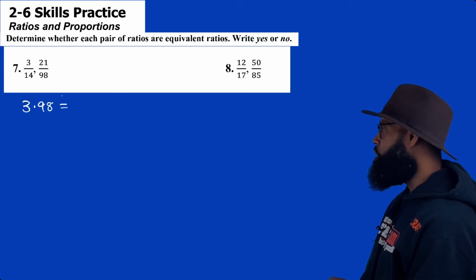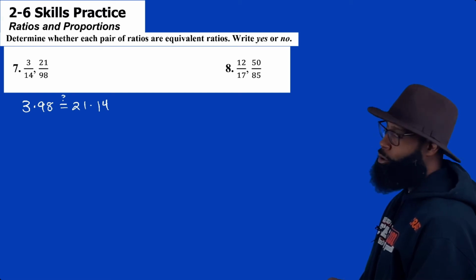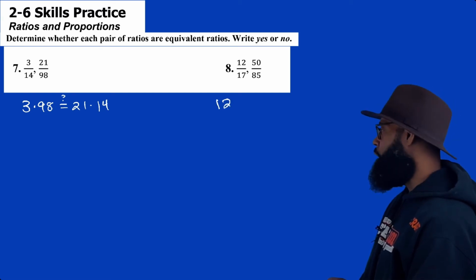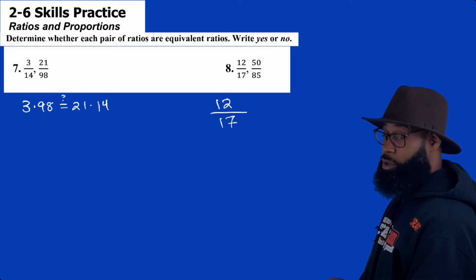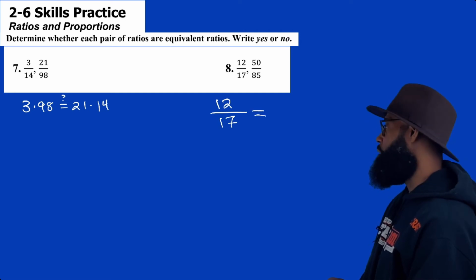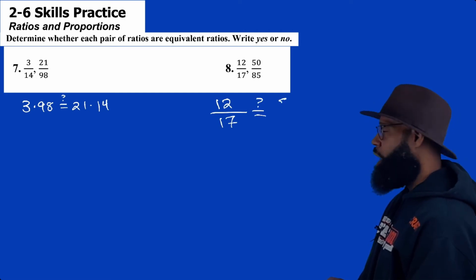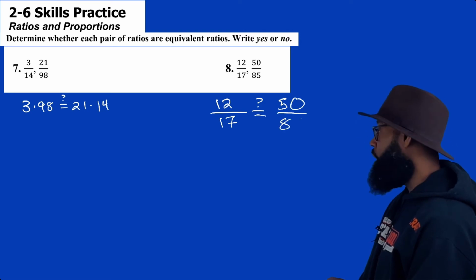Now in this situation, though, I'm seeing 3 times 98 should be equal to, see that question mark? 21 times 14. And please have that calculator right next to you. And this is why it might be taking me a little bit of time to get it. But having a calculator is going to make this go fast. And if you don't have a calculator, it's still not a big deal.